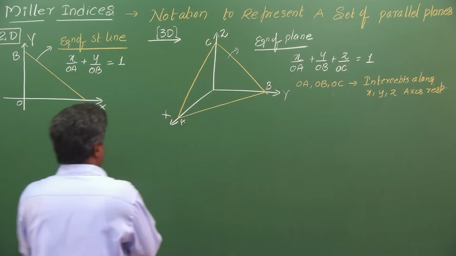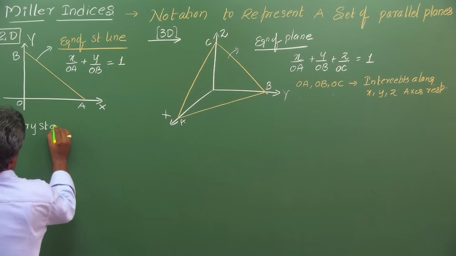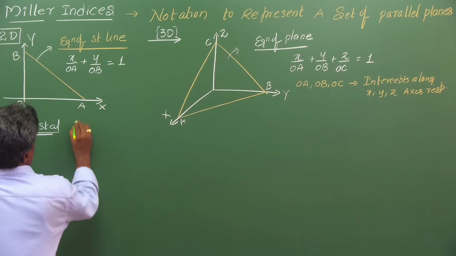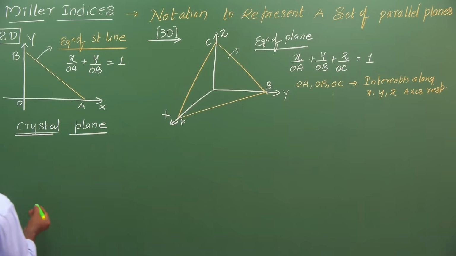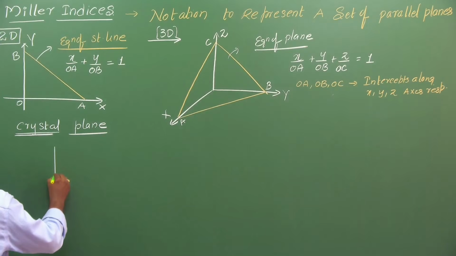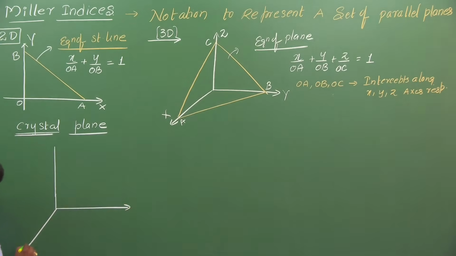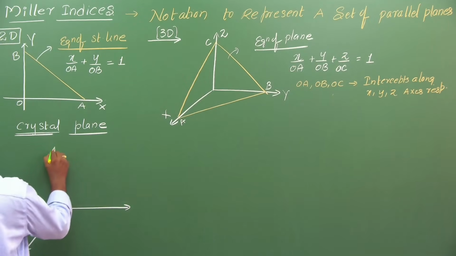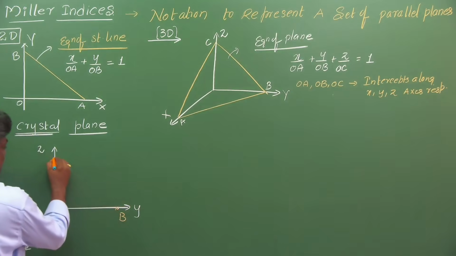Now come to the crystal. Now I am talking about the crystal. I am taking a plane, a crystal plane. Listen carefully, please. This is the x-axis, z and y. As usual, I am taking this is A, this is B, and this is C.